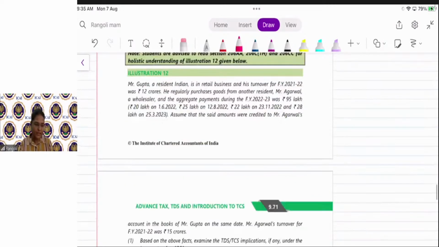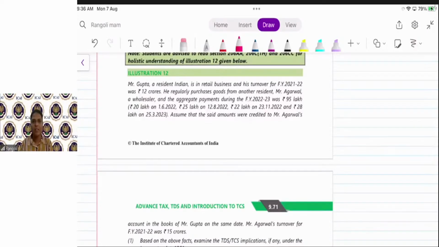Mr. Gupta, a resident Indian, is a retail business and his turnover for financial year 21-22 was 12 crore. So it is more than 10 crore. He regularly purchased goods from another resident, Mr. Agrawal, a wholesaler, and the aggregate payment during financial year 22-23 was 95 lakh: 20 lakh on 1/6/22, 25 lakh on 12/8/22, 22 lakh on 23/11/22, 28 lakh on 25/2/23.